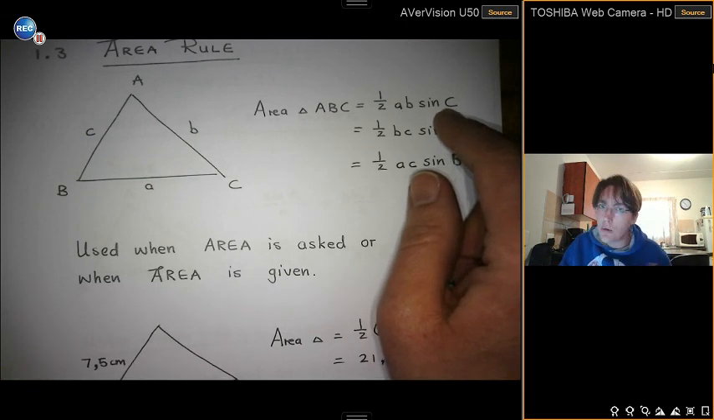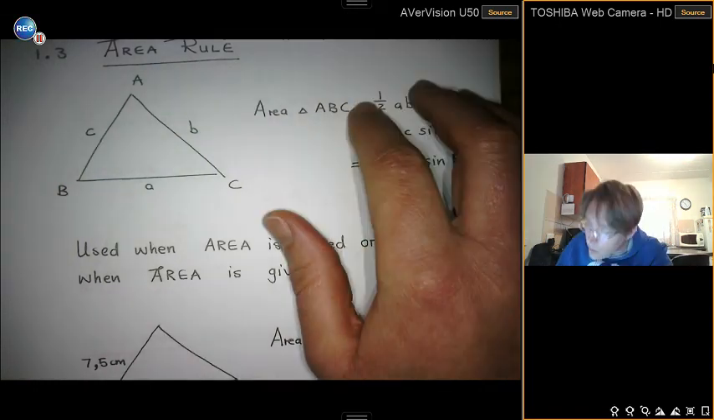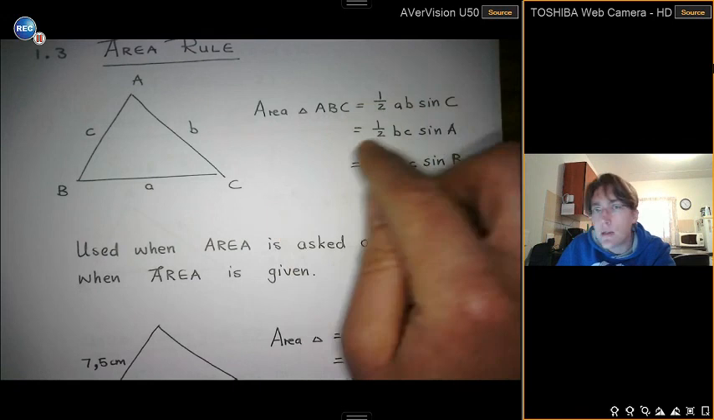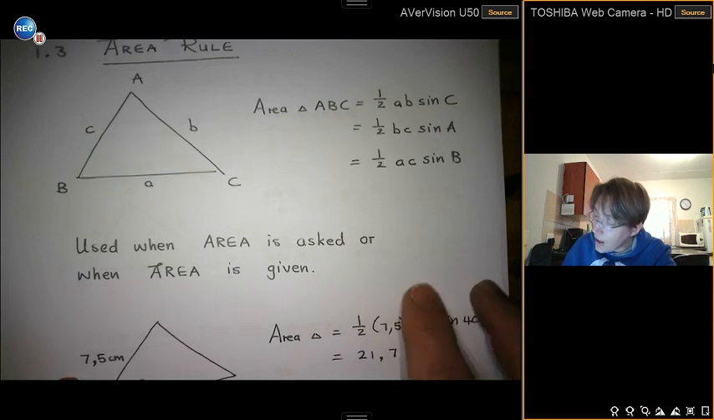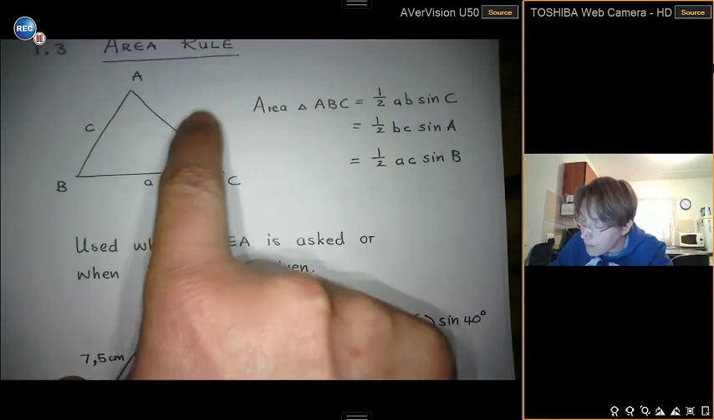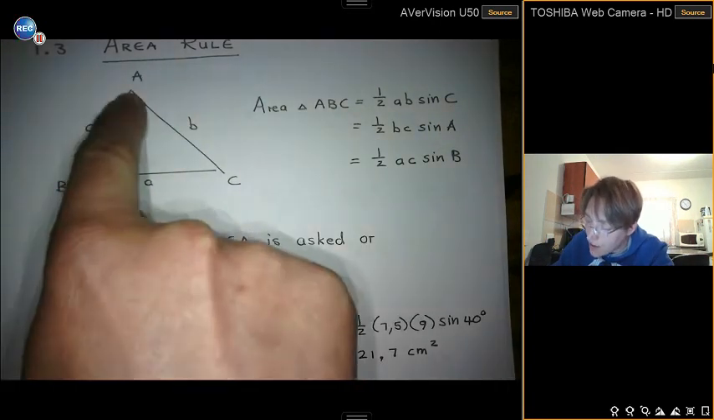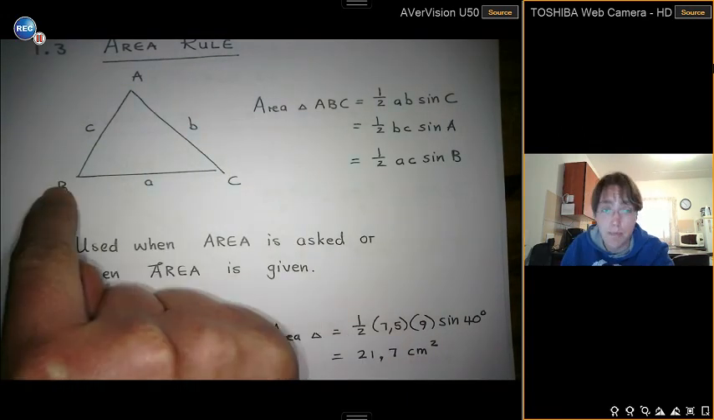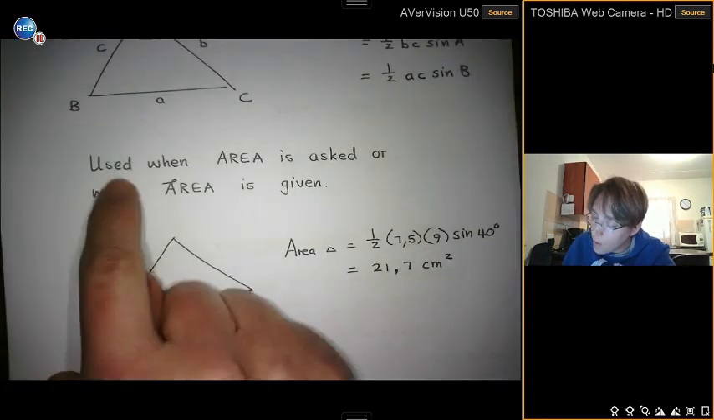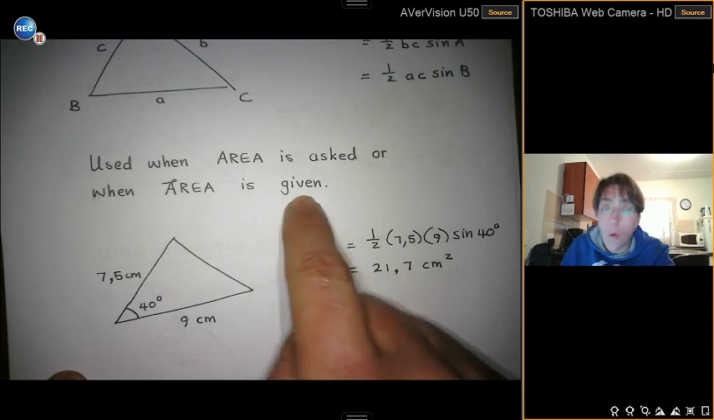So the cosine rule is used when you're trying to find the length of a side and you have 2 sides and an included angle. The area rule is used if you have 2 sides and an included angle, but you're trying to find the area. So please don't get the 2 confused. You can also say half b times c times the sine of a, or you could say half a times c times the sine of b. Okay. When do we use the area rule? Only when area is asked or when area is given.